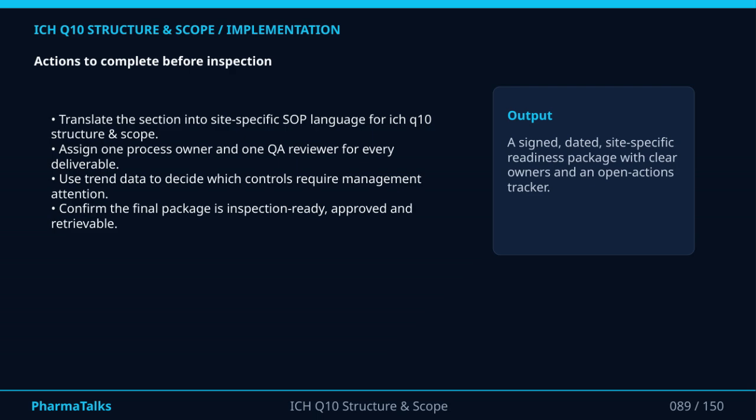We also use trend data to identify which controls need management's focus, allowing us to prioritize effectively. Finally, we confirm that the entire package is inspection-ready, approved, and easily retrievable. The output from these steps is a signed and dated, site-specific readiness package that clearly identifies owners and includes an open actions tracker. This comprehensive approach ensures we're fully prepared for inspection and can demonstrate strong compliance management.